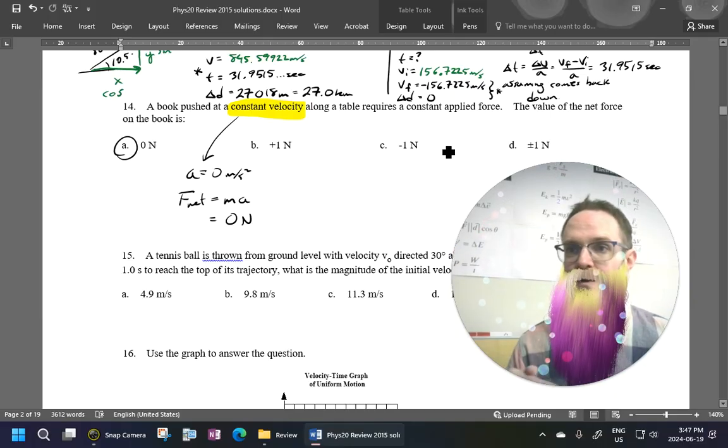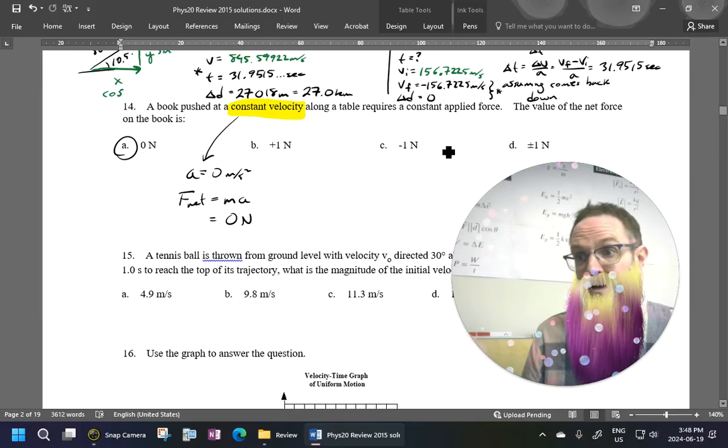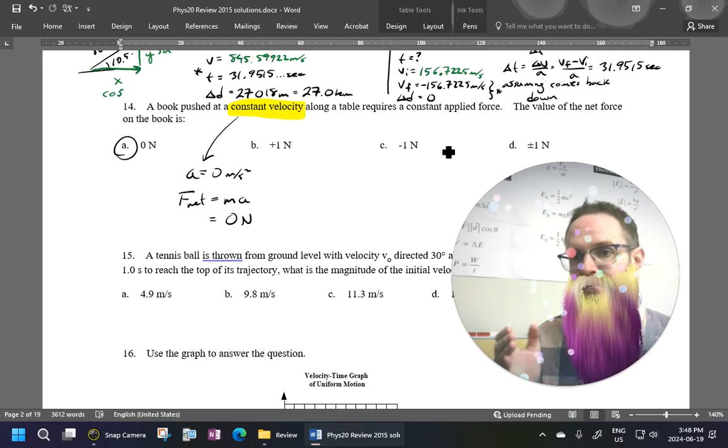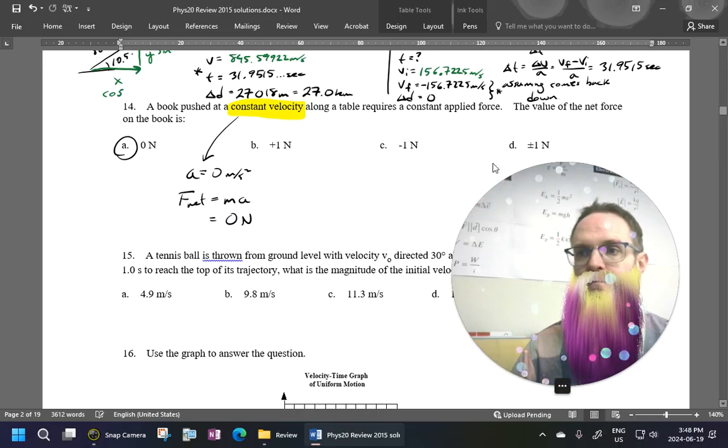Now, if it asks you what the applied force was, I don't know. I don't know what the friction is. It's just going to balance out because everything's going to add up to 0. Okay.